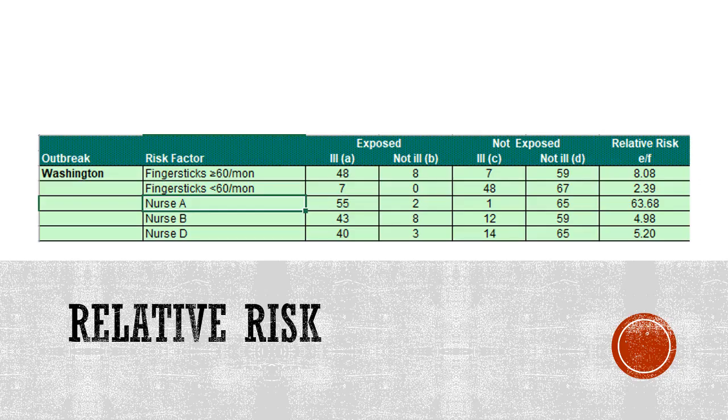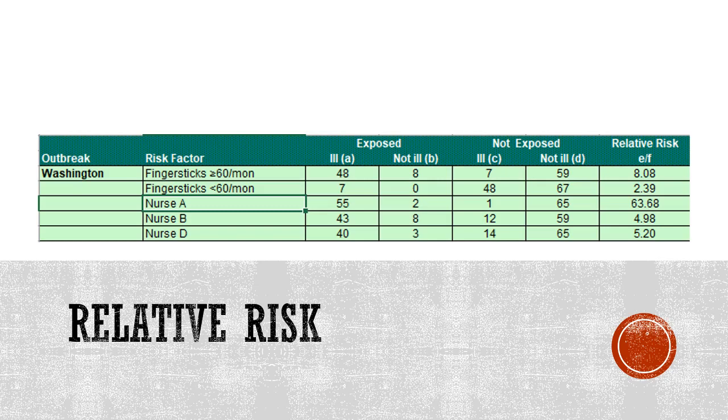So again, here's my data for the case study. Data was collected from the nursing home that was reported to the Washington State Health Department. Those who were exposed and ill were tallied in the A column according to their associated risk factor. Those who were exposed but not ill were tallied in column B, and residents who were ill but not exposed were placed in column C. And those who were not ill and not exposed were placed in column D.